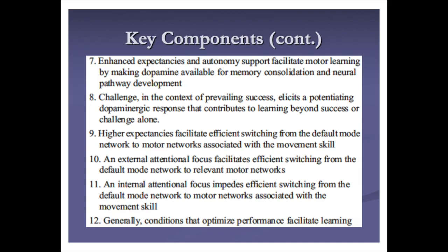We continue with the key components. Number 7, enhanced expectancies and improved autonomy actually facilitate motor learning by making dopaminergic or dopamine available to help with that memory consolidation and the neural pathway development. So again, it sort of relates back a little bit to neuronal Darwinism by developing these pathways.